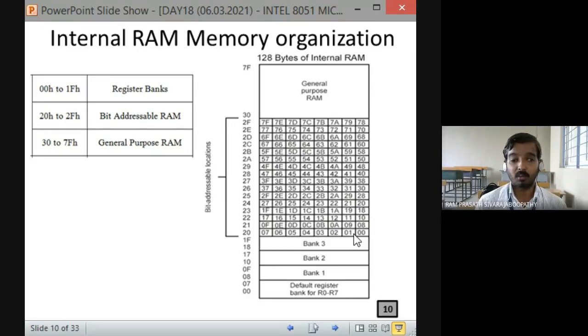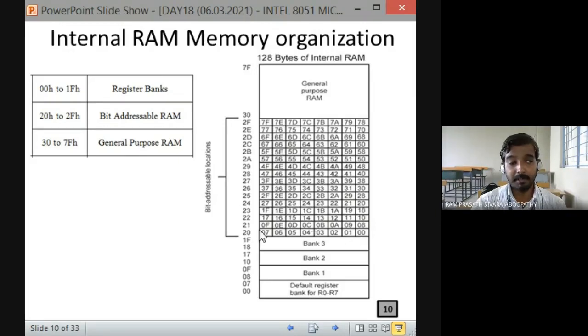Fine. Instruction only defines whether it is a bit operation or a byte operation. Whenever you are using a bit operation instruction, whatever address you are mentioning is a bit address. I think it will be clear to all of you. In total, we have 128 bits available in this RAM location. Each bit can be addressed.